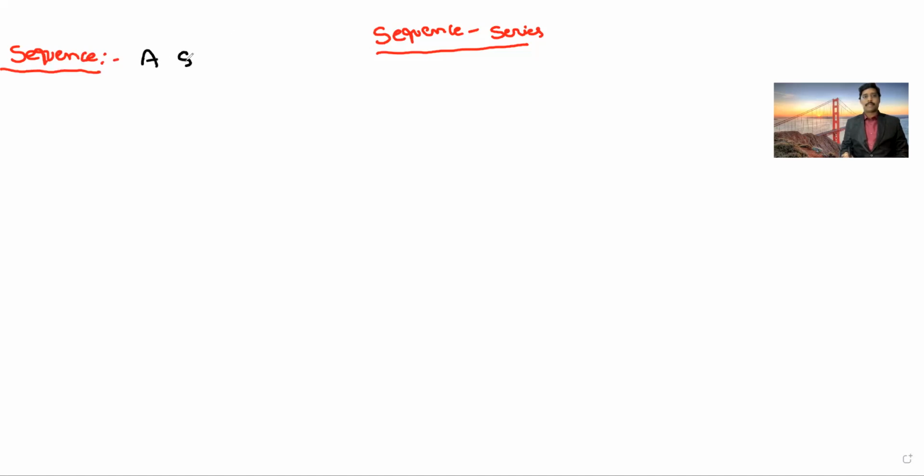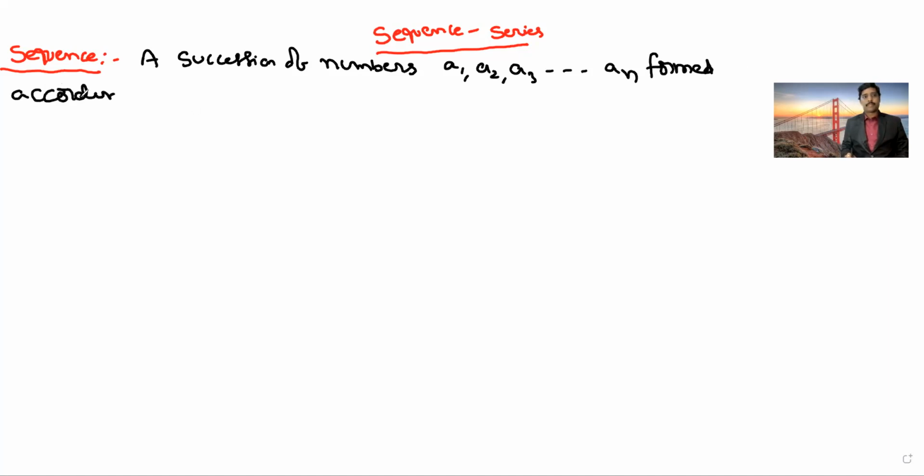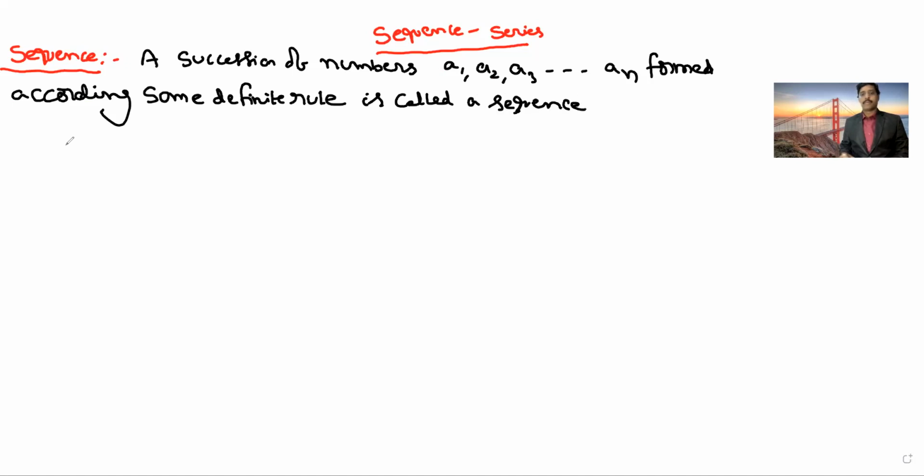A succession of numbers A1, A2, A3 and so on An formed according to some definite rule is called a sequence. Okay.